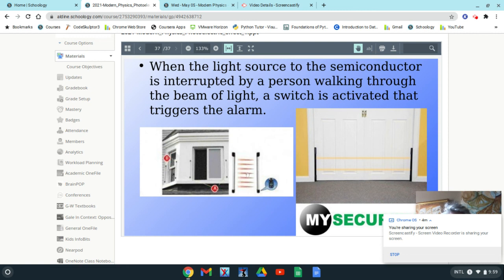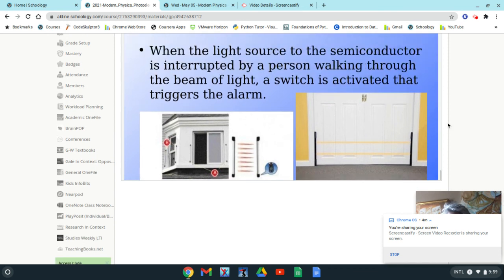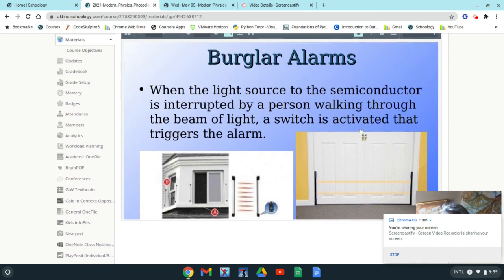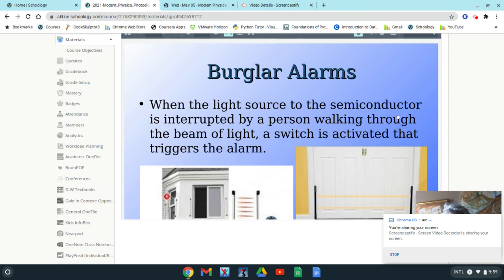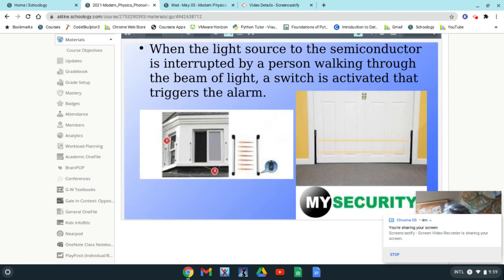So, anytime that beam is broken, you know that someone's gone through, and that can set off an alarm. So these are all really interesting ways that the photoelectric effect can be used for technology. So do keep in mind that the photoelectric effect and the wave-particle duality are two important features that I need you guys to understand and be able to answer questions on.